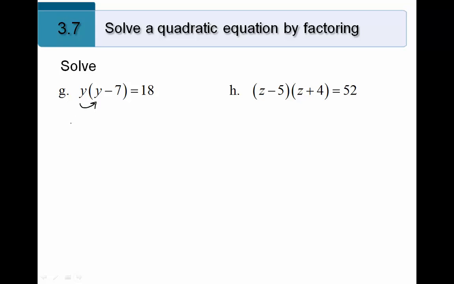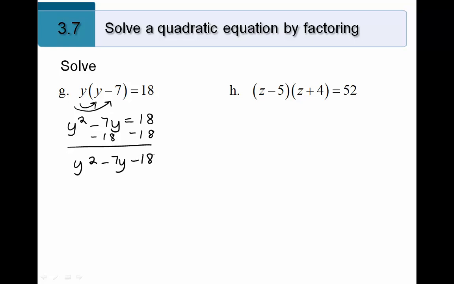y times y is y squared. y times negative 7 is negative 7y. Now you need to move the 18 to the left-hand side in order to put the equation in standard form. So I'm going to minus 18 on both sides. So now I will have y squared minus 7y minus 18 equals 0. So on the left-hand side, I distributed the y, and then I subtracted 18 from both sides, and now my equation's in standard form. So now I'm going to factor the left-hand side.